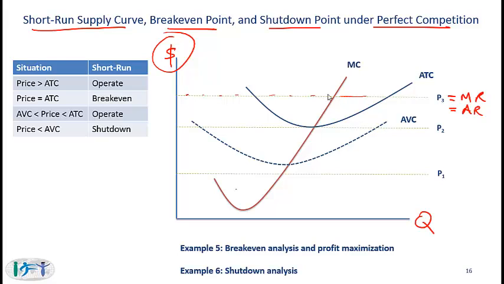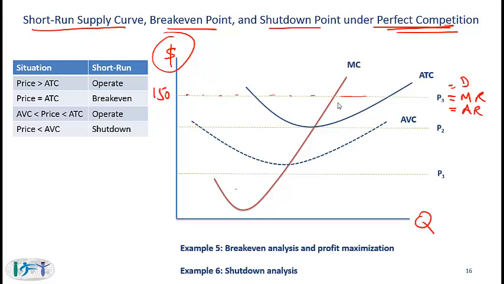Say the price here is 150, and let's say that's P3. Given that we have perfect competition, the price is the same as the marginal revenue. This is the additional revenue from selling one more unit. That is also the same as the average revenue, and this also is the demand curve. This happens when we have perfect competition. In this situation, the firm will be happy.